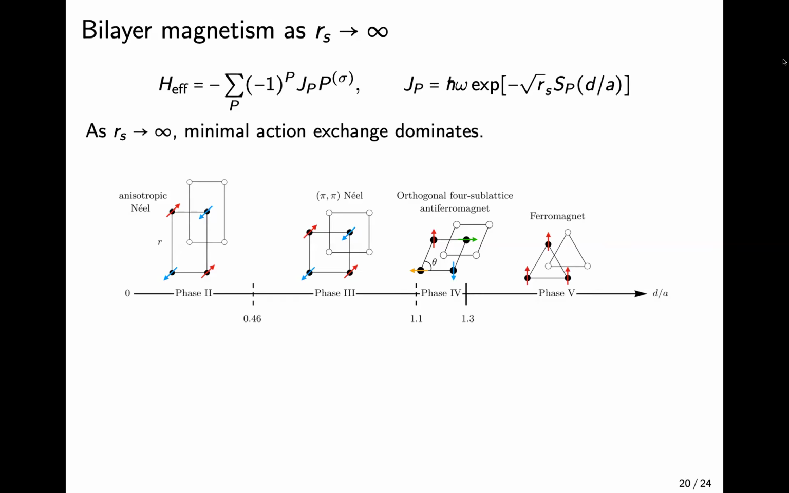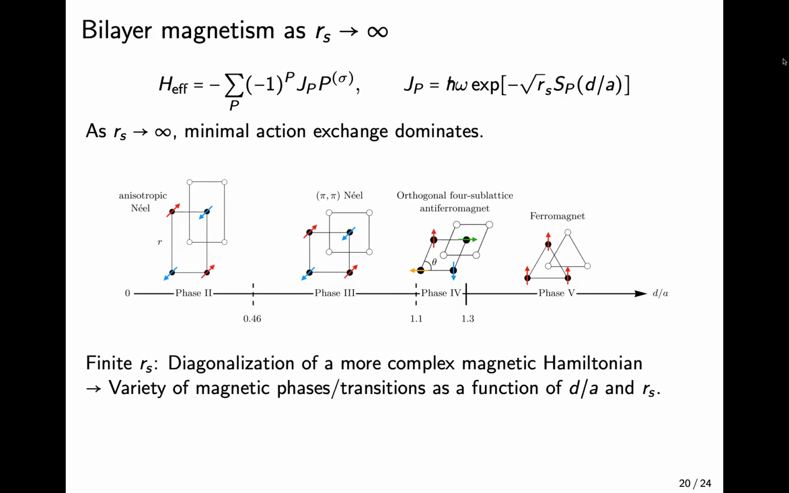So when RS goes to infinity, there's only one coupling that will dominate, and those Hamiltonians are sufficiently simple that we can read off what the magnetic ground state is. Now, as you decrease RS, then you have a more complicated magnetic Hamiltonian with some competing couplings, and there the story is more complicated actually.